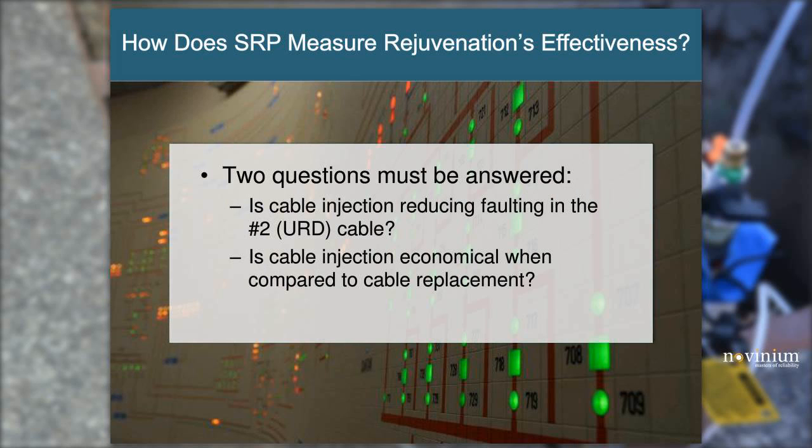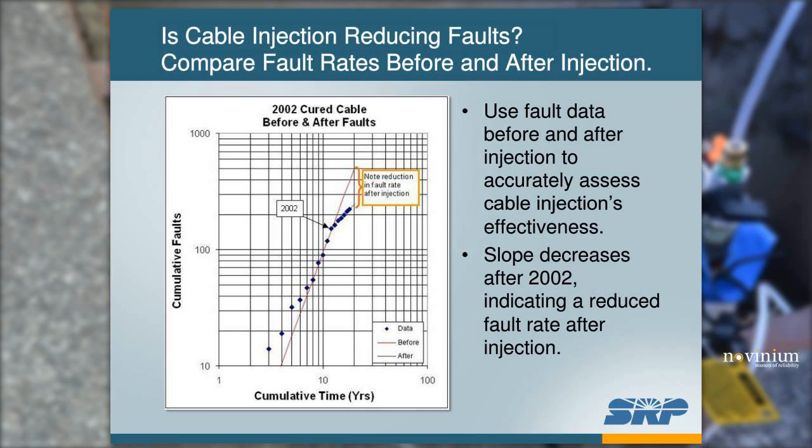When we look at our injected cable, we've got to answer 2 questions. And those questions are, are we actually getting fault reduction on our injected cable? And if we take that same amount of money and put it towards cable replacement, which is more economical? Is cable replacement more economical, or is cable injection more economical? I'll address the first question regarding fault reduction.